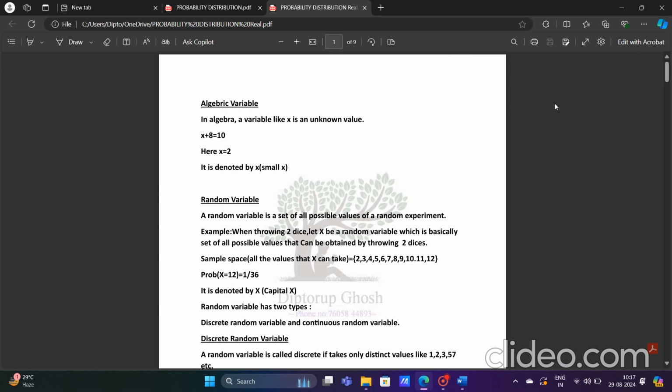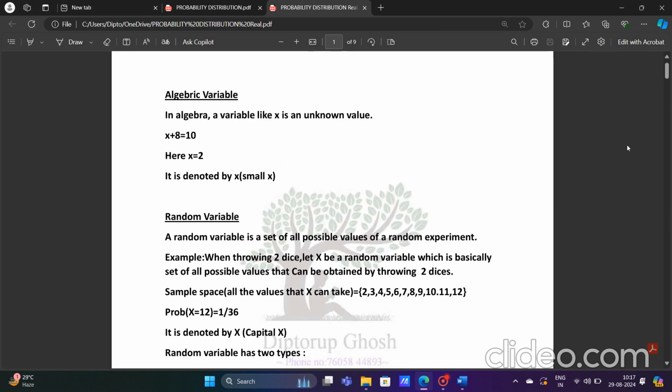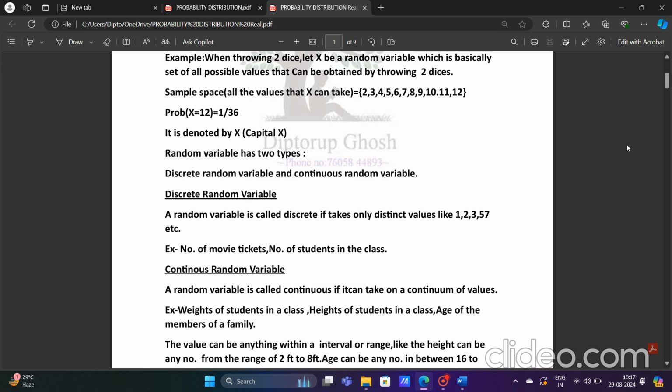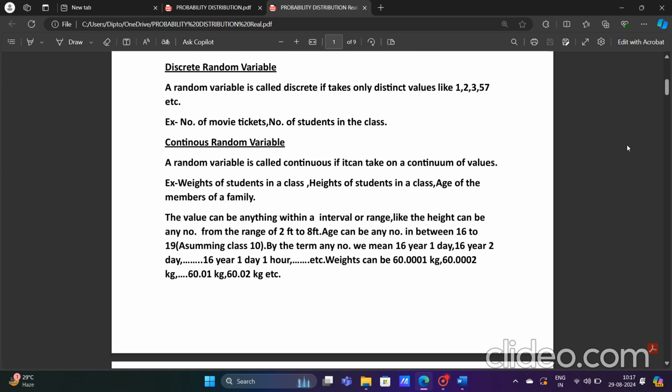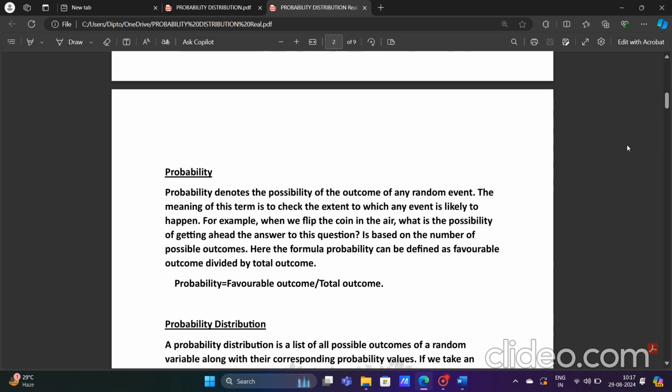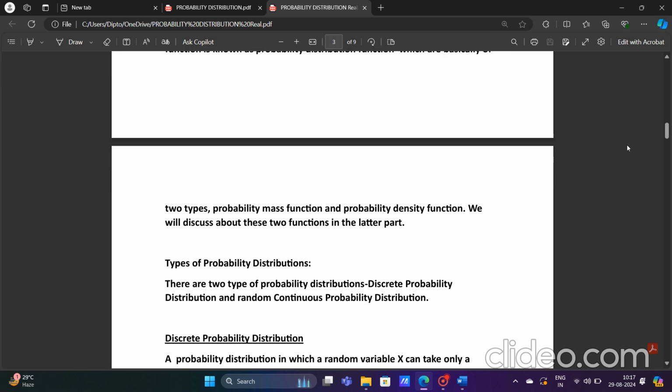So today we are going to discuss multiple things. At first we are going to discuss the algebraic variable, then the random variable, and then probability. Then we are going to discuss discrete random variable, continuous random variable, and probability distribution.